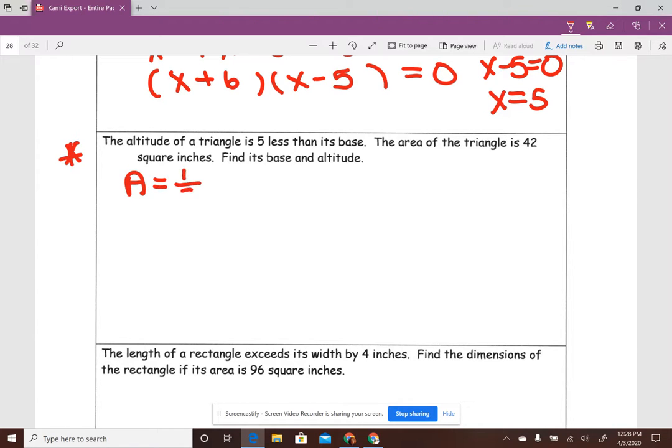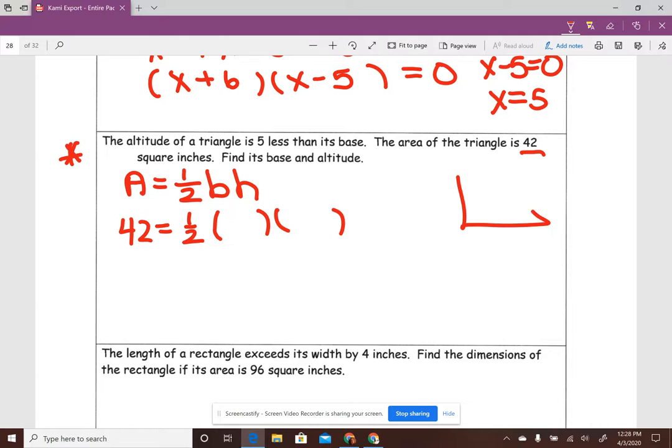All right, so this one's a little bit harder because it's going to have a fraction, because with triangles, the area is 1/2 base times the height. Okay, so the area is 42. A half is a half. The base and the height. Okay, so let's see. Here's a triangle. The altitude is 5 less than the base. So if I make the base x, I would make the altitude x minus 5. So x and x minus 5.